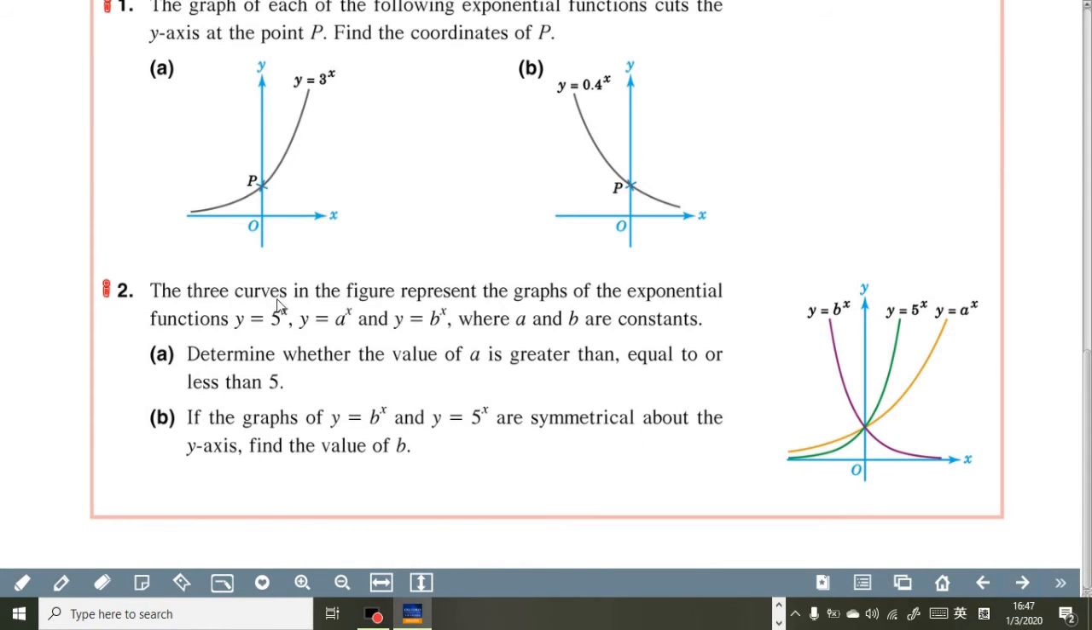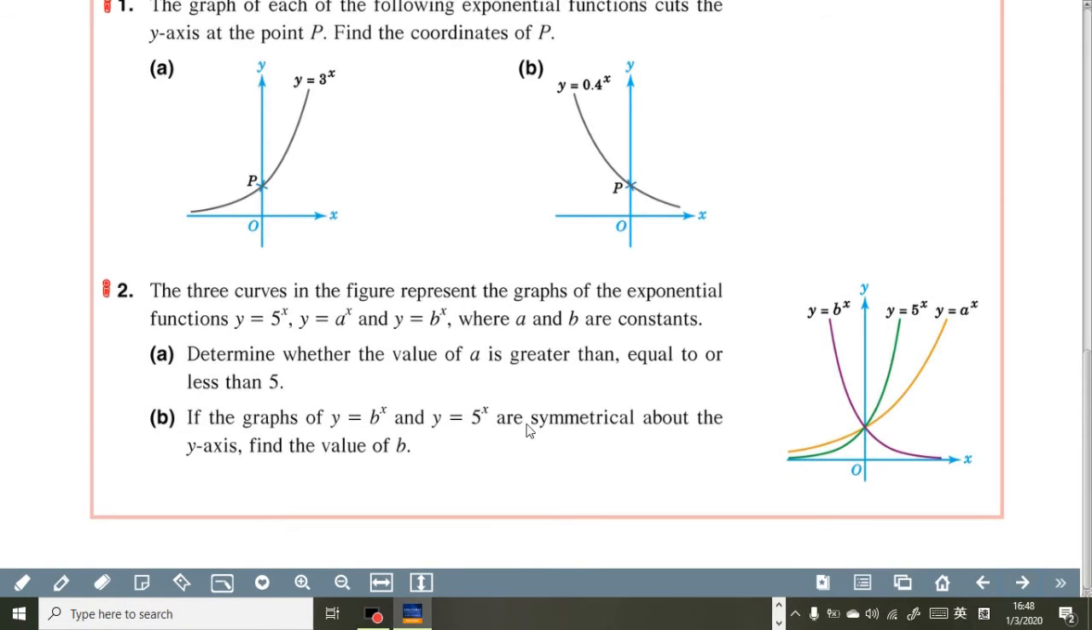Question 2: you are given 3 curves representing 3 exponential functions, but with a and b unknown. By looking at the graph, you can see whether a and b are related to the number 5. The first one is to determine a, whether it is greater than, equal to, or less than 5. If the graph of y equal to b to the power x is symmetric to the graph about the y-axis, find the value of b.